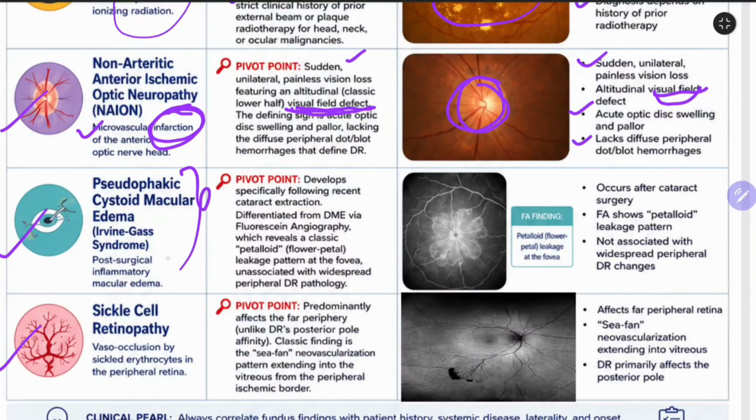Pseudophakic cystoid macular edema. What is that? Post-surgical inflammatory macular edema. Post-surgery macular edema is also known as pseudophakic cystoid macular edema, pseudophakic CME. It develops specifically following recent cataract extraction.